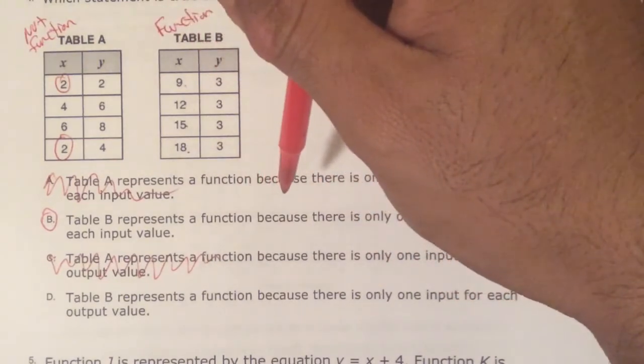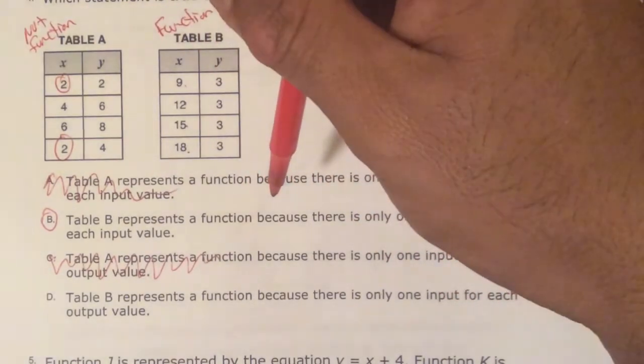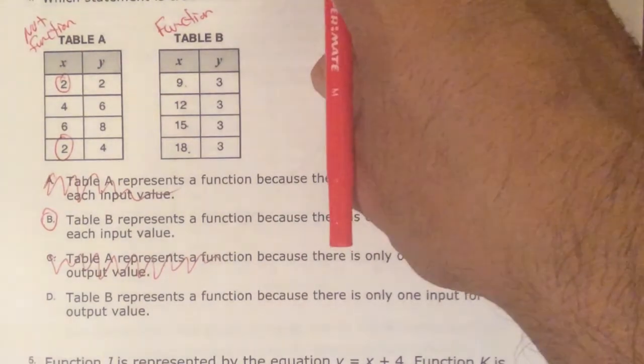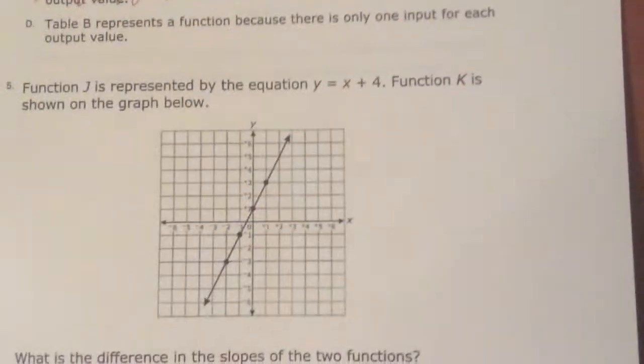So in other words, what they're saying is that all the x's have to be different, that it doesn't matter about the y's, but only one input goes into one output. So the answer would have been B. Now let's move on to number 5.